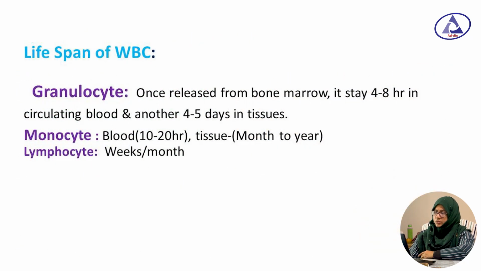Now let us discuss the lifespan of WBC. Granulocytes, once released from the bone marrow, stay 4 to 8 hours in the circulating blood, and another 4 to 5 days in the tissues. Monocytes live about 10 to 20 hours in blood, and in tissue they can stay for months to years. Lymphocytes usually live for weeks or months.